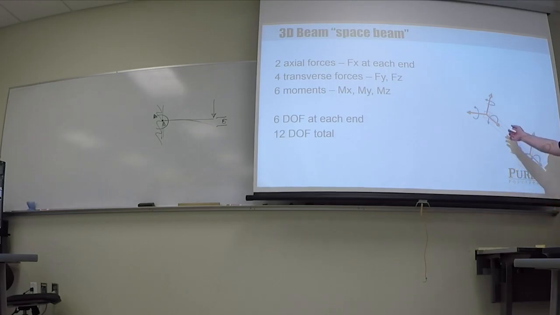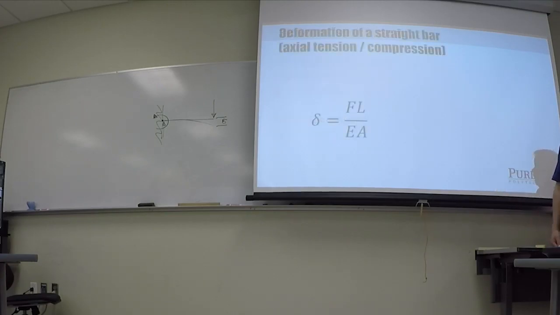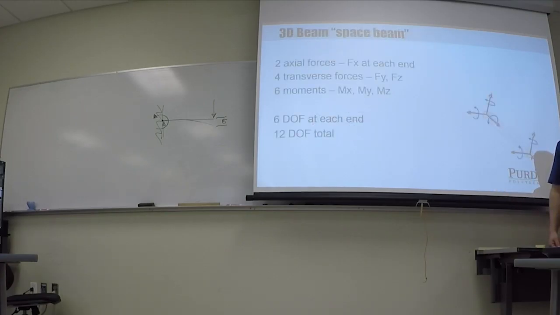So a 3-dimensional beam, sometimes called a space beam, has 6 degrees of freedom at each end. You have 2 ends, so that's 12 degrees of freedom total for that single element. I didn't write it all out for you, but that would be a 12 by 12 matrix for just the stiffness matrix for one element. So we're okay with that.